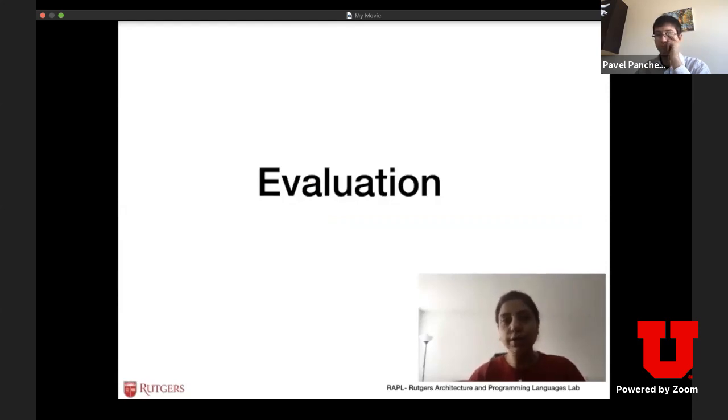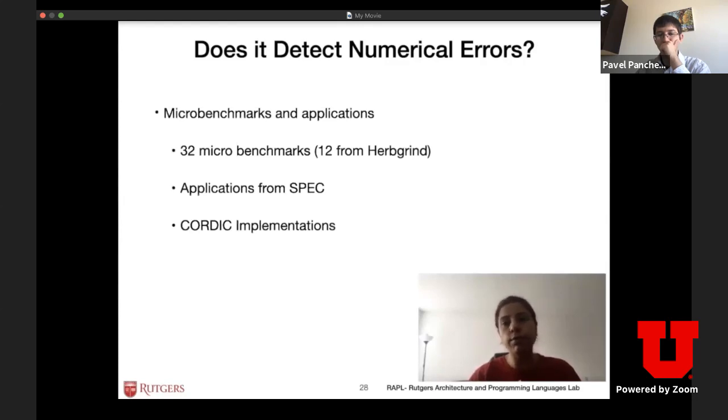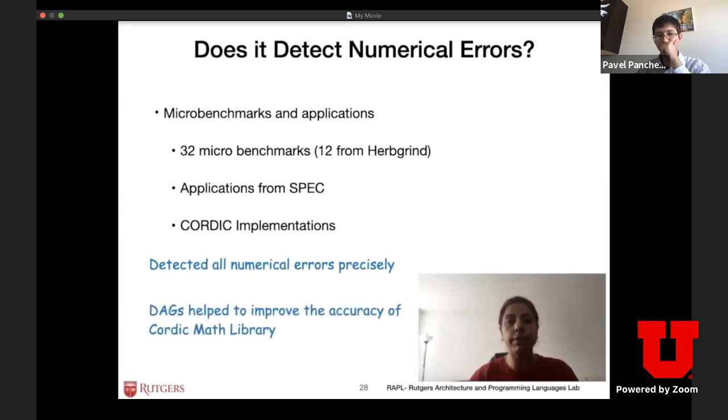Now I'm going to tell you how we evaluated POSIT-debug. In our experimental study, we evaluated the reliability, usability, and scalability of POSIT-debug. We performed experiments with a lot of micro benchmarks, some of them from the Herbgrind test suite. We also tested with large SPEC benchmarks and our own CORDIC math library. We detected a lot of numerical errors in all these applications. POSIT-debug helped in detecting and diagnosing the root cause of the errors in the CORDIC math library. My group found POSIT-debug useful, and we improved the accuracy of the POSIT CORDIC library by 10x.